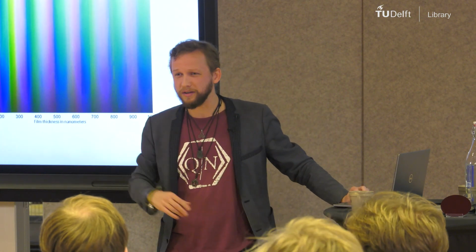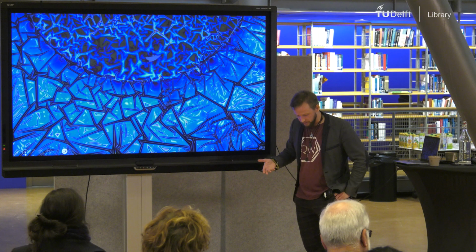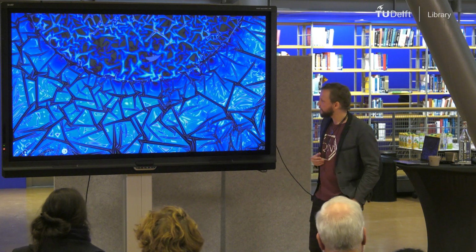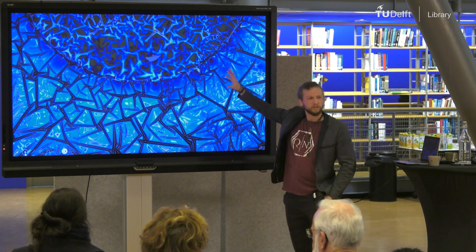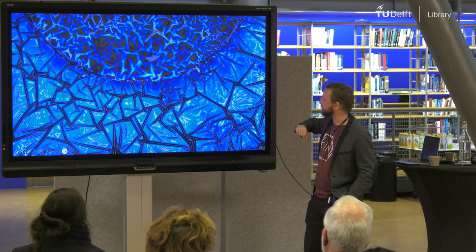Right. So now it's up to guessing. Coming back to this image, color is thickness. So this is mainly blue, and in this case, I think it's about 100 nanometers. So what we see mainly here is 100 nanometers.